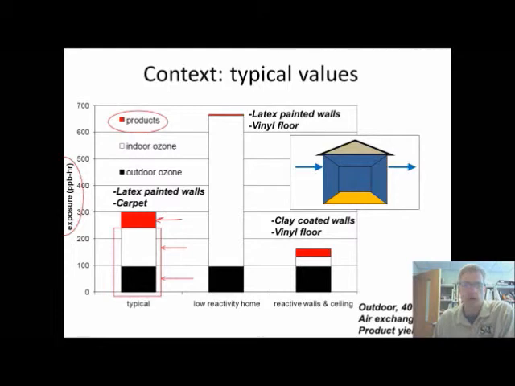If you said, let's get rid of the carpet, put in vinyl flooring, it's not very reactive, we're not going to have those byproducts that we worry about, you end up with a lot more ozone exposure because the surfaces are not removing the ozone. If instead you stick with the vinyl flooring, but you coat the walls with something that's very reactive, in this case I note clay-coated walls, which we know do remove ozone, you can have a substantial reduction in ozone exposure if you have a highly reactive wall and ceiling.